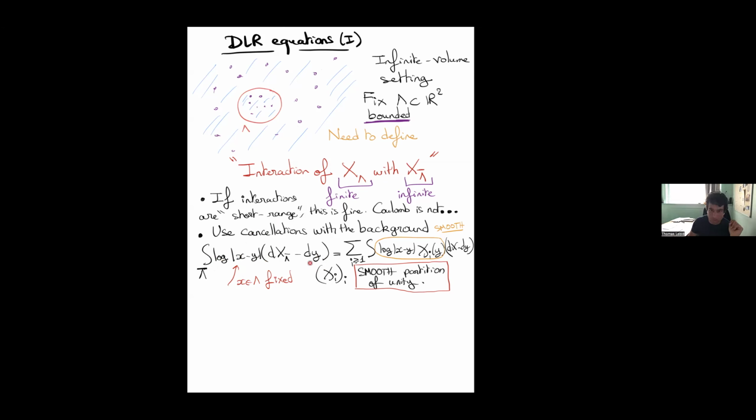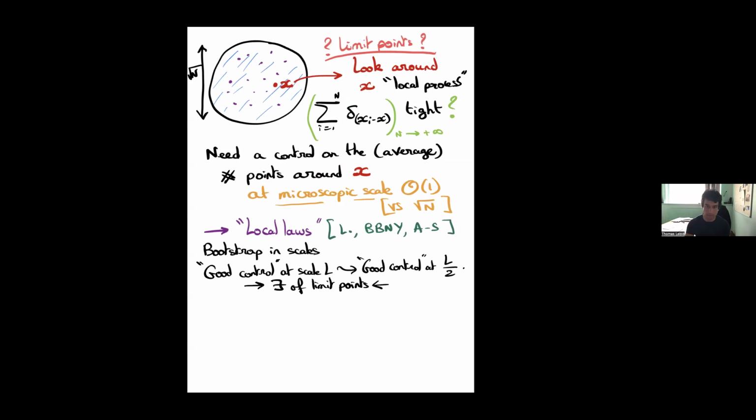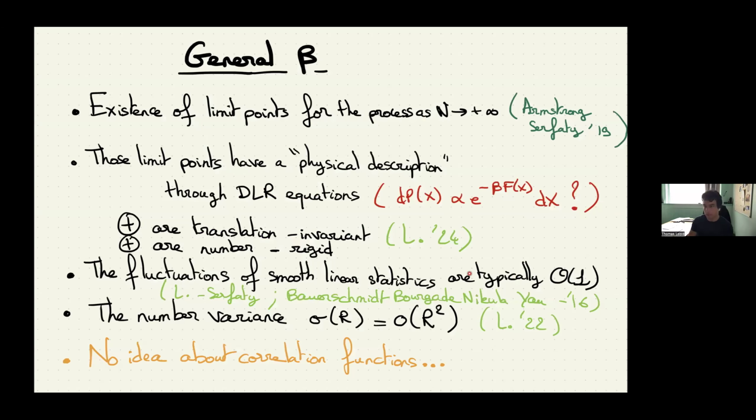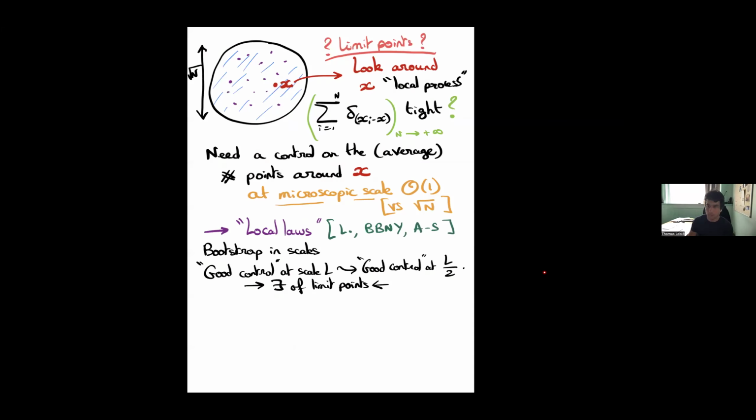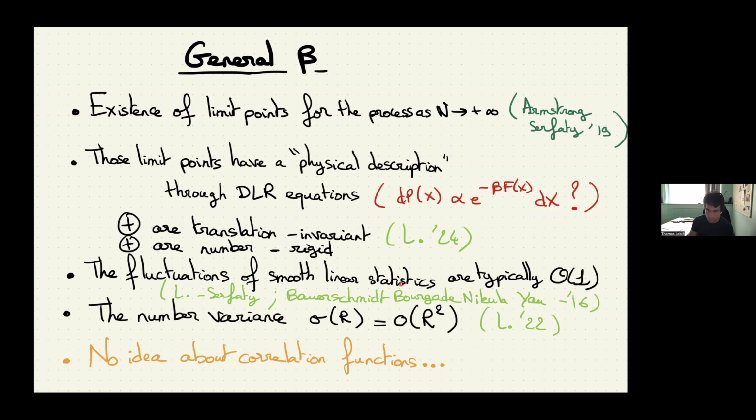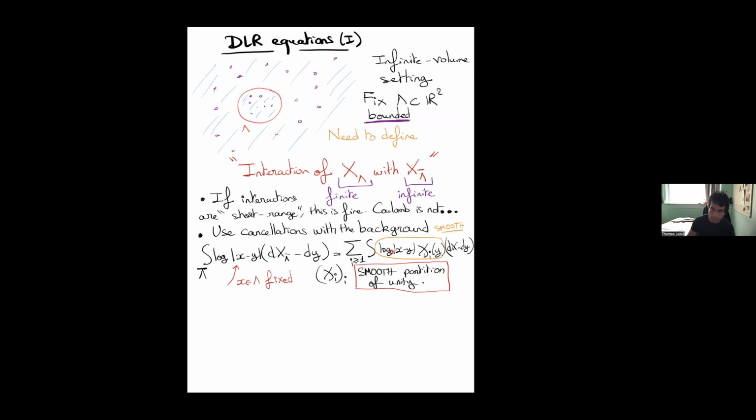Well, you take a smooth partition of unity and you cut this by introducing these smooth truncations. And then the yellow part here is basically a smooth linear statistic. And then you can import your results on smooth linear statistics, which, as I told you, are very well controlled. So it's big O of 1, depending on which statistic you're looking at. Okay, it's a smooth statistic which has small derivatives. And that's how you give a meaning to these interactions.